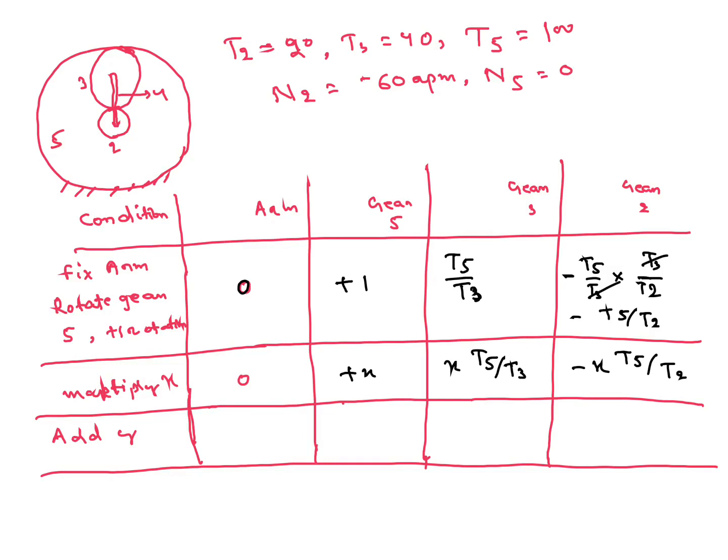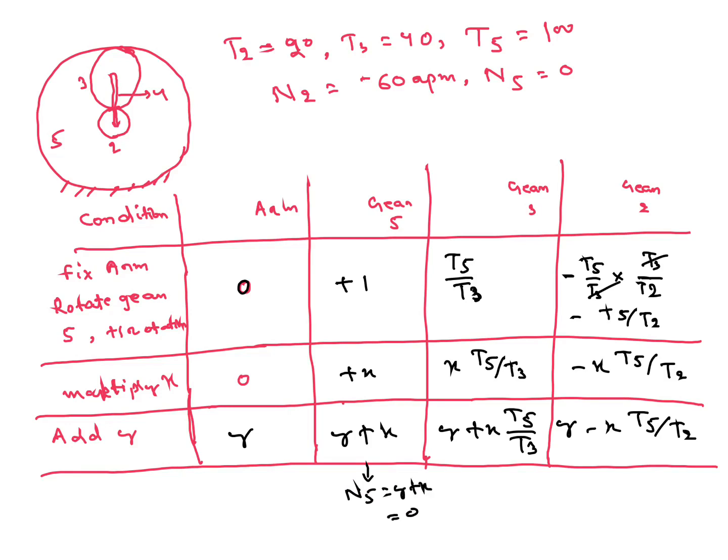Multiply by x: plus x into T5 by T3, and minus x into T5 by T2. Add y. So y plus x into T5 by T3, and y minus x into T5 by T2. Actually gear 5 is fixed, so this value N5 equals y plus x, it's fixed, so it's 0. So from here y equal to minus x. Then for the arm we have to calculate. The arm is number 4.